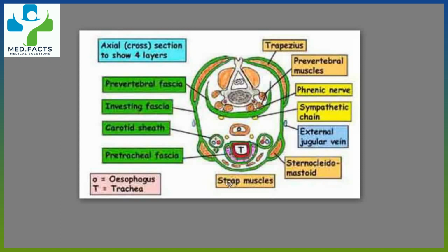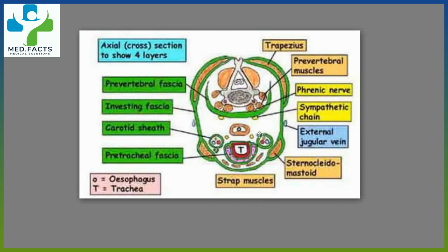So the superficial fascia isn't included on this diagram. This is just the deep fascia of the neck. So the superficial fascia would run outside of this, and the platysma would be contained here anteriorly in the superficial fascia. So you've got the investing fascia, which encloses the entire neck, and you can see how it splits to surround the trapezius muscle posteriorly, and anteriorly it splits to encapsulate the sternocleidomastoid muscle.